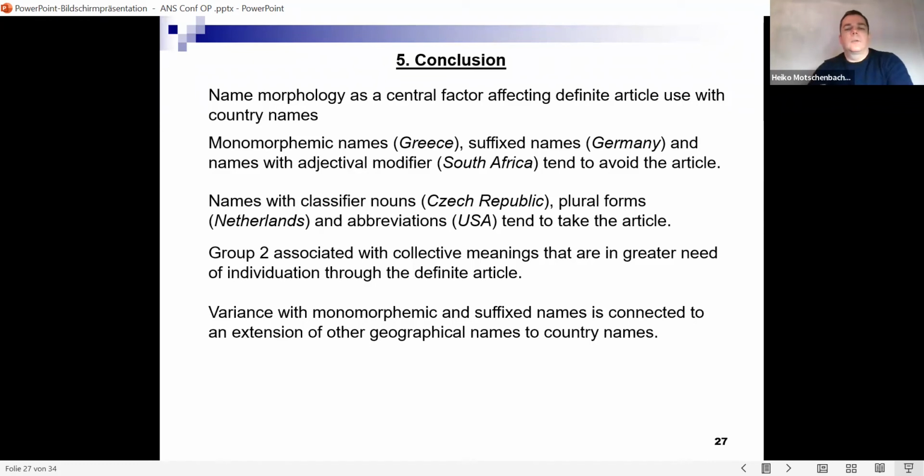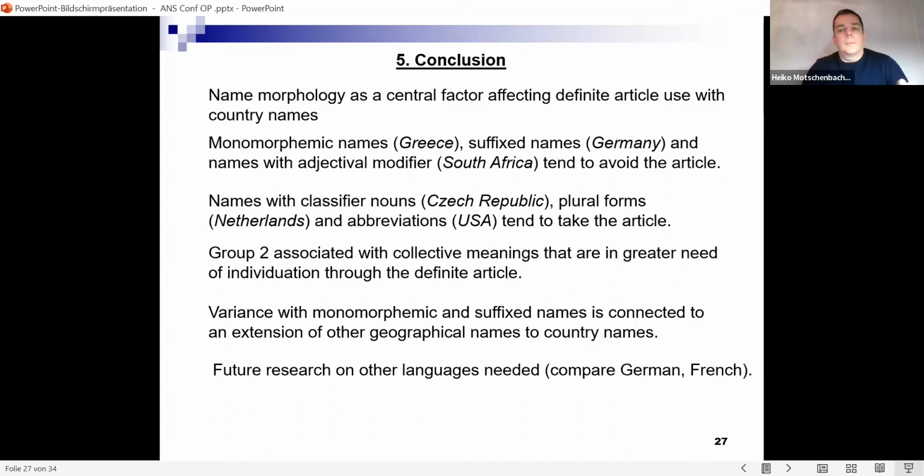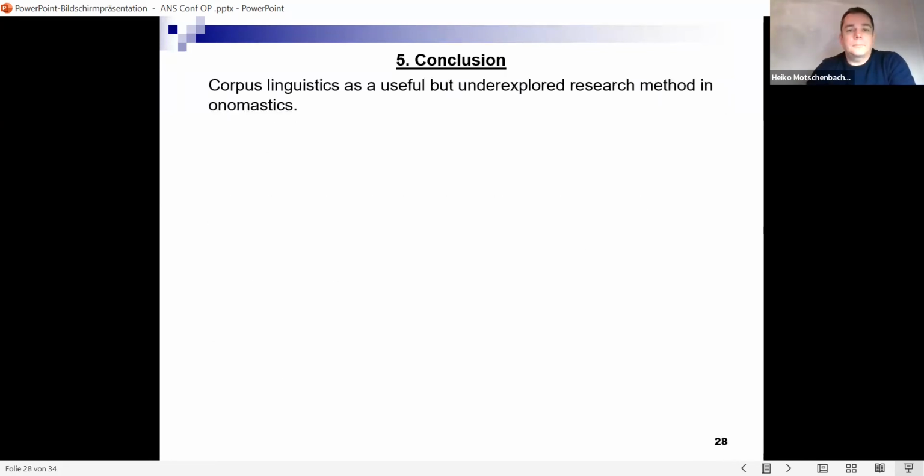Also looking at the monomorphemic and suffix names, it was interesting to see that the variance that we saw there was sometimes caused by an extension of other geographical name types to country names. Of course, we need much more research on this, and especially also on other languages. I just briefly thought about German and French. In German, the situation seems to be completely different, and it seems to be governed by grammatical gender. So it would be interesting to learn more about this also from other languages.